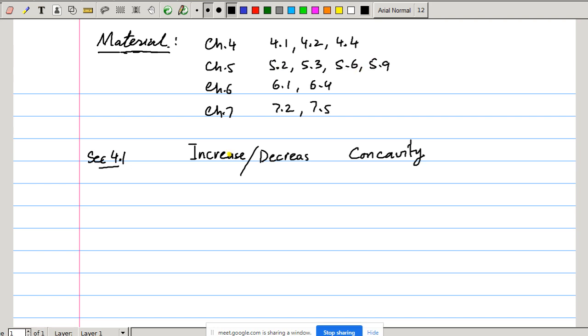Okay, so you can expect what type of questions you can expect in the increase and decrease of the function.